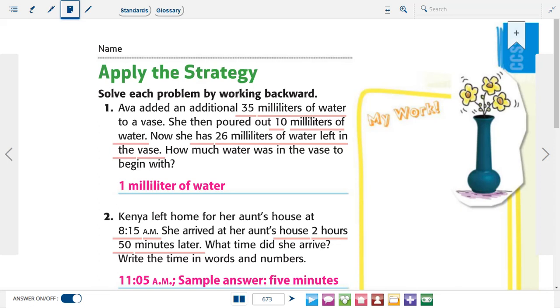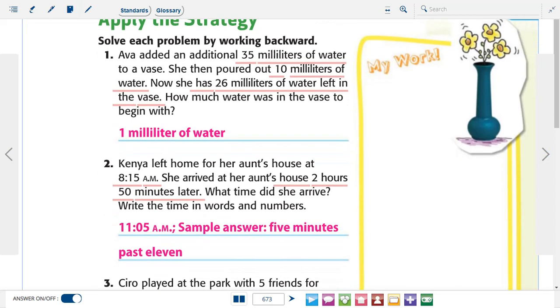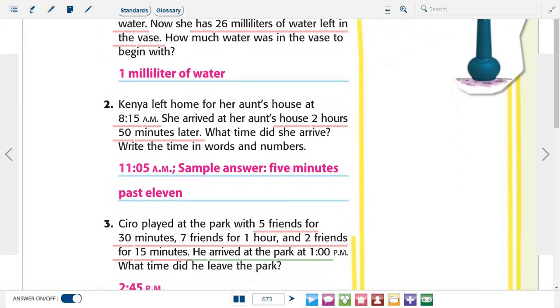Then she measured the volume of the rest of the water. They were 26 millimeters. So think about it. She poured out 10 and it still has 26. That means inside of it there were 36 millimeters, but we added only 35. So how much water was in the vase? 36 minus 35 is 1 millimeter. Don't forget to underline important information like what I did here.